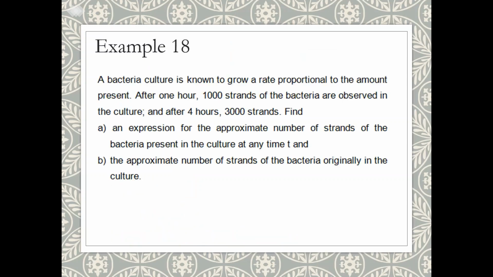Let's proceed with example 18. A bacteria culture is known to grow at a rate proportional to the amount present. After 1 hour, 1,000 strains of the bacteria are observed in the culture, and after 4 hours, there are 3,000 strains of bacteria. Find an expression for the approximate number of strains of the bacteria present in the culture at any time t, and the approximate number of strains of the bacteria originally in the culture. As this is a growth problem, the k value that you should obtain must be a positive value.